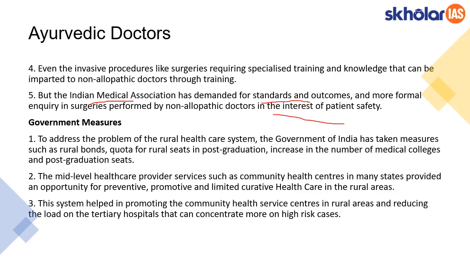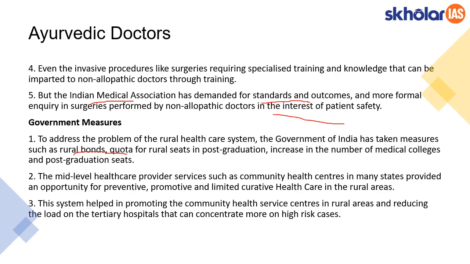So associated with this is the rural healthcare system itself. So the broader idea behind this amendment is to enhance the rural healthcare system. So in addition to this amendment, what are the measures that have been taken by the government to promote the rural healthcare system? Let's see them. So one thing is that certain measures like rural bonds, quota for rural seats in post graduation PG, and increase in the number of medical colleges and post graduation seats. These are some measures that have been taken by the government.